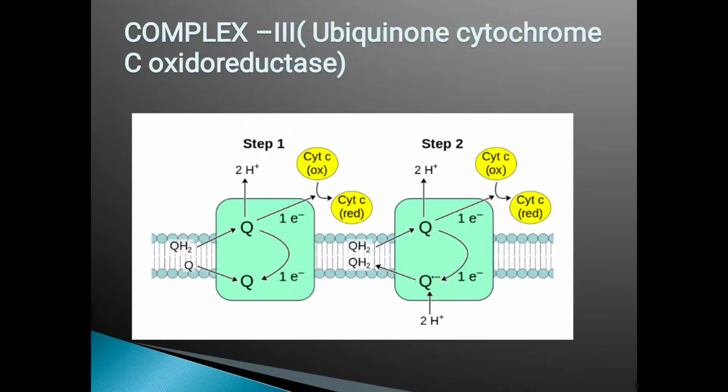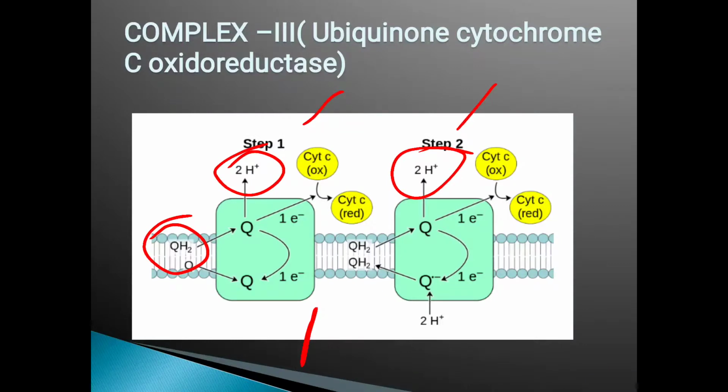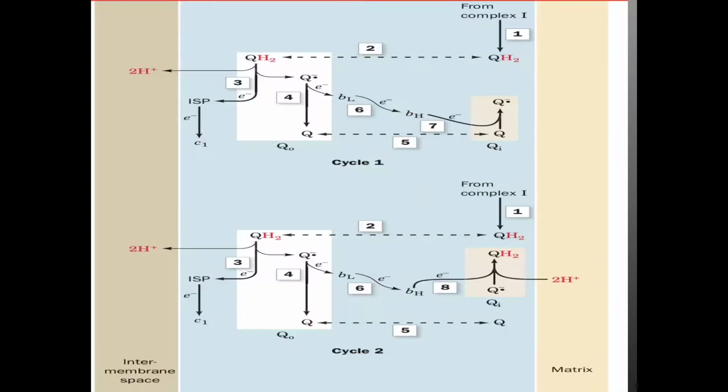So there are two steps included, and in each step two electrons, one after the other, are moving, which helps in the movement of the electrons as well as the H positive ions. In each step, 2H positive ions move, maybe one from the quinone and one from the matrix region. That's why here 4H positive ions are moving from the matrix region towards the intermembrane space region. So how will it go on?